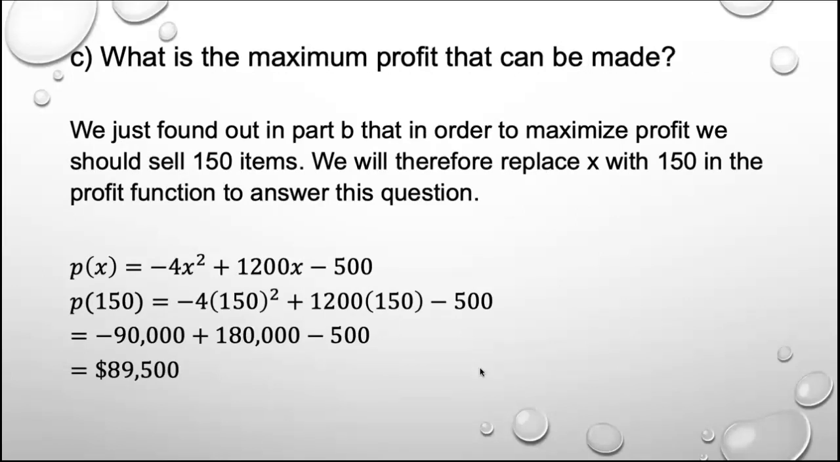Part C, what is the maximum profit that can be made? So we just solved that we need to sell 150 items to maximize profit. So what we do in this case is substitute 150 for x in the profit function. So instead of P(x), we have P(150), which means the profit for 150 items is equal to -4 times 150 squared plus 1200 times 150 minus 500.